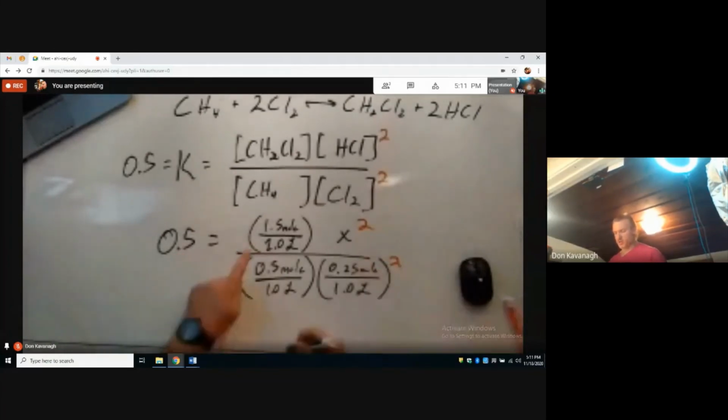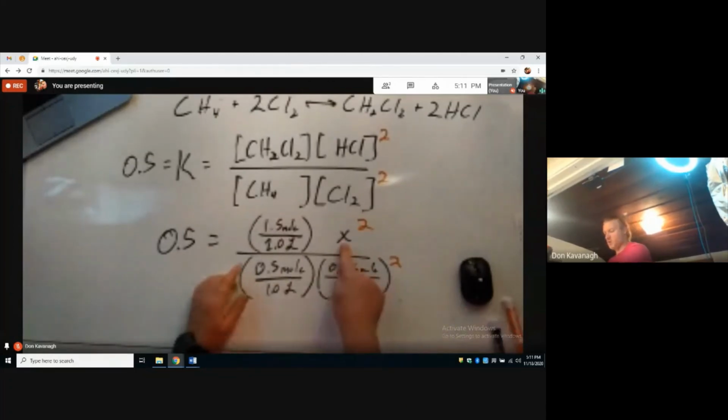And we can just do a little bit of math here. This is kind of easy to do because it's all divided by 1 liter. But keep in mind that square brackets mean molarity, so we have to divide by whatever volume it is. Divide, divide, divide. Multiply, don't forget to square, isolate for X, and do the square root as the final step to solve for the unknown molarity of HCl at equilibrium.